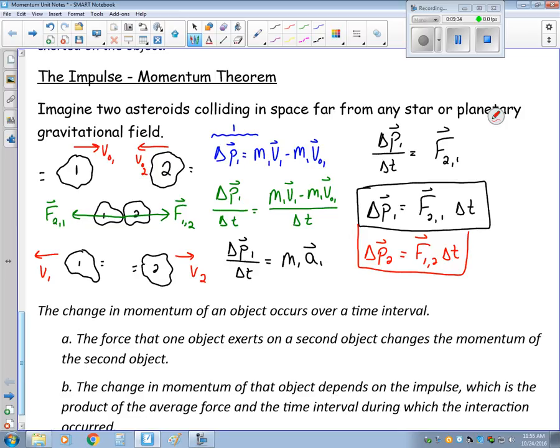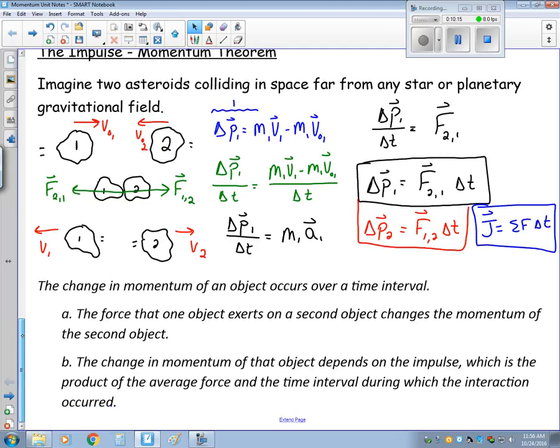Now, this force multiplied by time, that is called impulse. So impulse, which we represent with a J, it's a vector, equals a net force acting on an object multiplied by time. The impulse can be positive or negative. So if I have something moving in a positive direction that has a negative impulse acting on it, that object will slow down. Or if I have an object moving in a positive direction and it has a positive impulse act on it, it will speed up, it'll accelerate, it'll get faster in a positive direction.